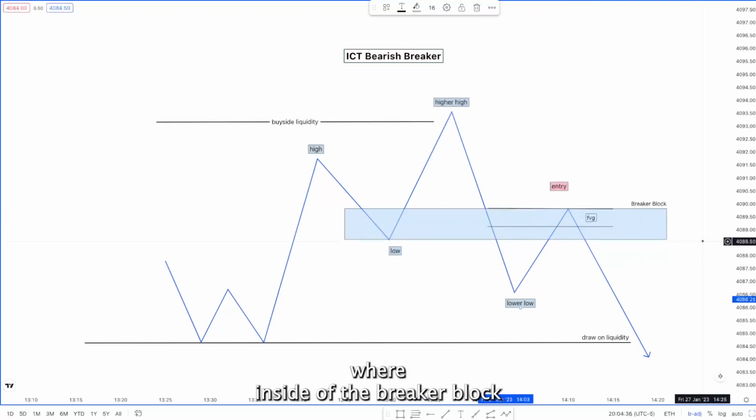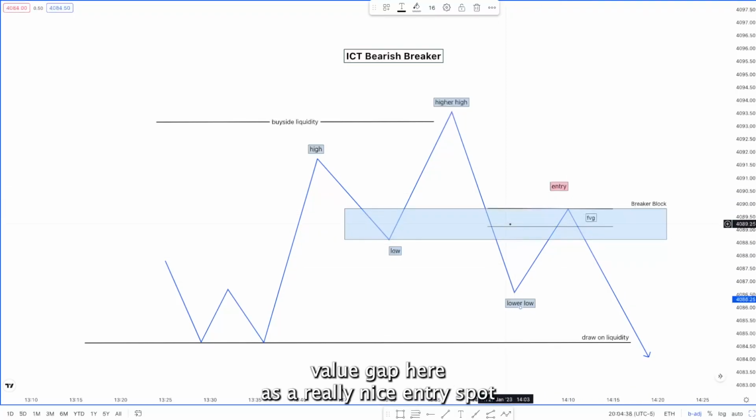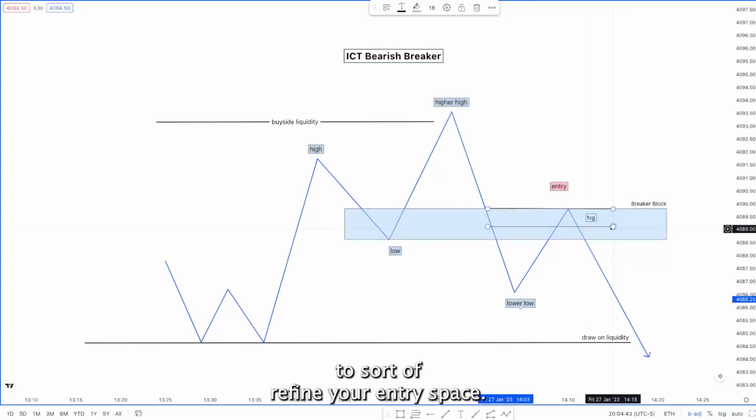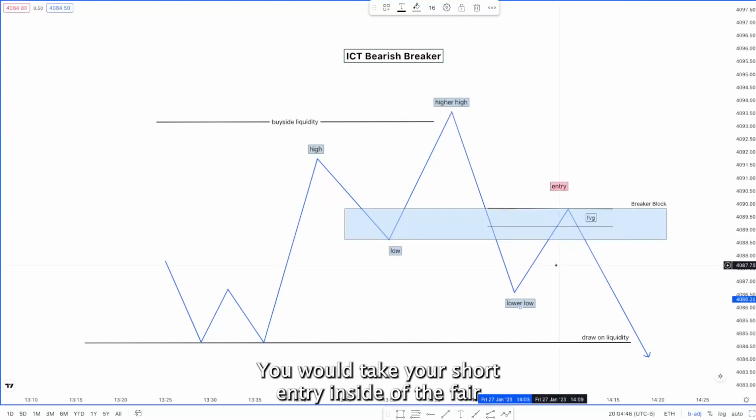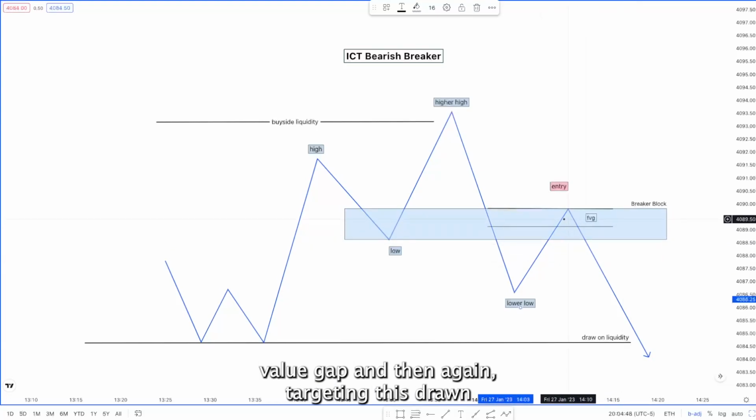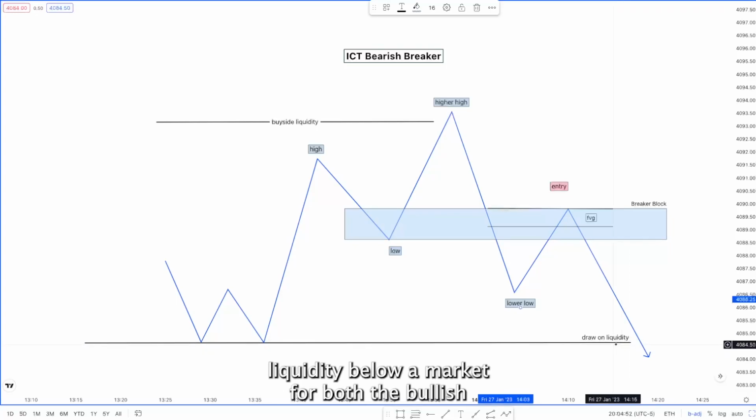Where inside of the breaker block do I want to get short? Again, you want to use your fair value gap here as a really nice entry spot within the breaker block to sort of refine your entry space. You would take your short entry inside of the fair value gap, and then again, targeting this drawn liquidity below the market.